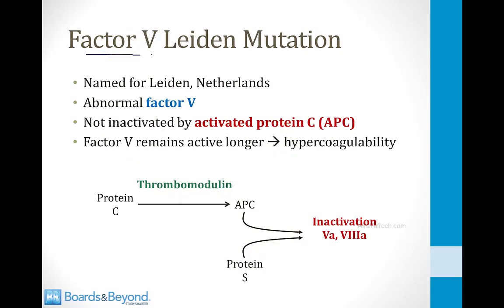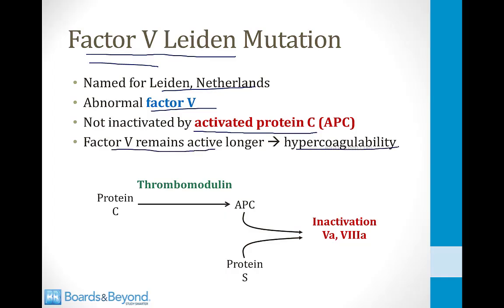The first one is the factor V Leiden mutation. It's named for Leiden in the Netherlands where it was first described. This is an abnormal factor V, as the name implies. Factor V among patients who have this mutation is not inactivated normally by activated protein C. For this reason, factor V remains active longer, and this leads to hypercoagulability.